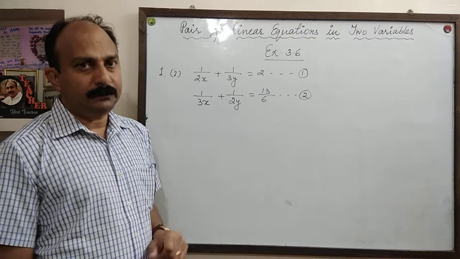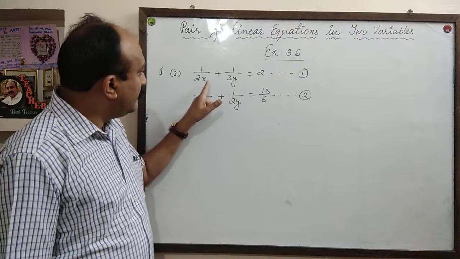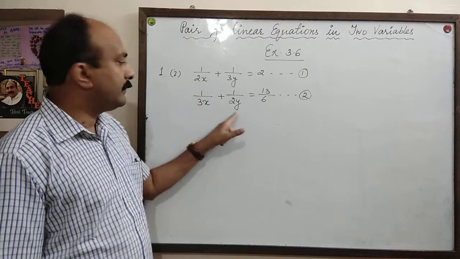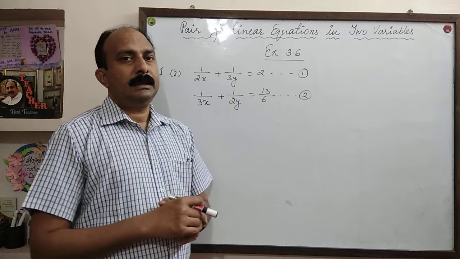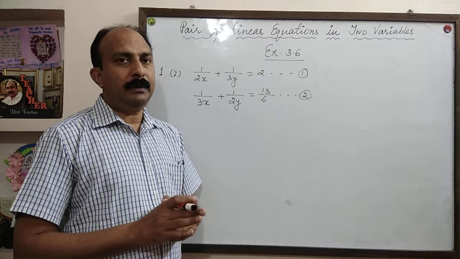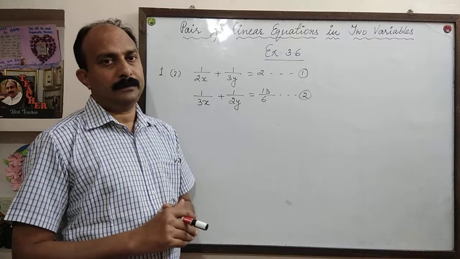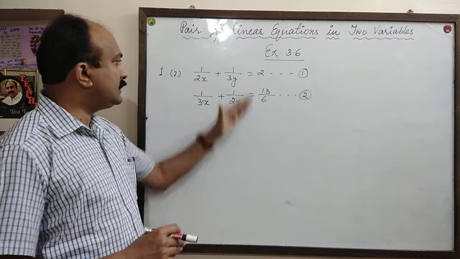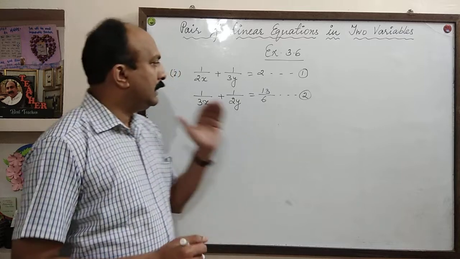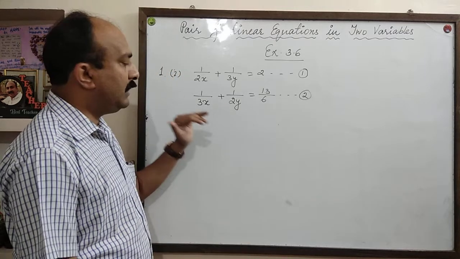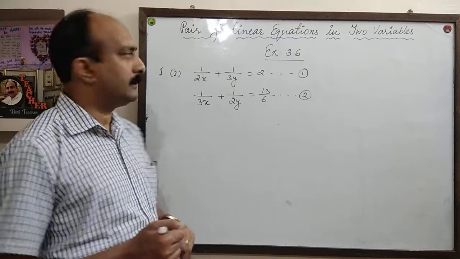Now what is the problem in these two equations? Why are they not linear equations? Because the variables x and y are in the denominator. Whereas in a linear equation in two variables, x and y must always be in the numerator. That's why it is not in the form of a pair of linear equations. Now listen carefully, how can we change it into linear equation form, and then we will solve it.